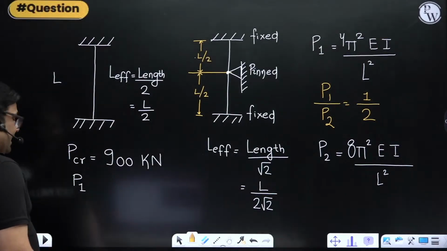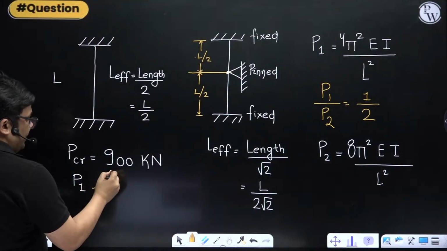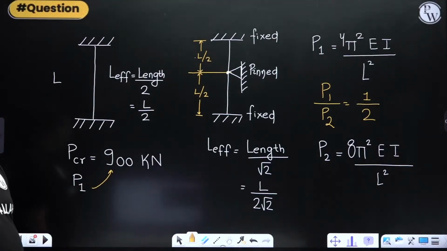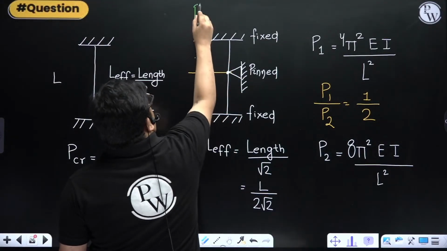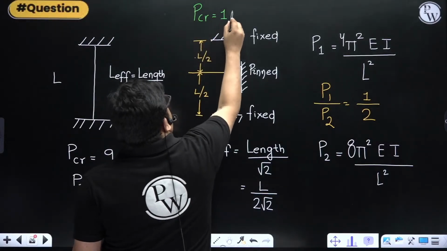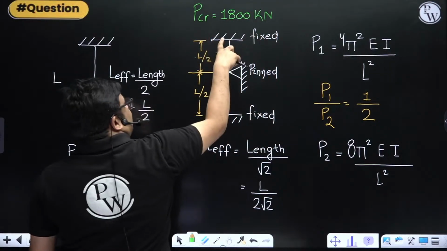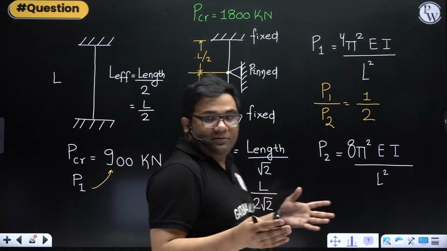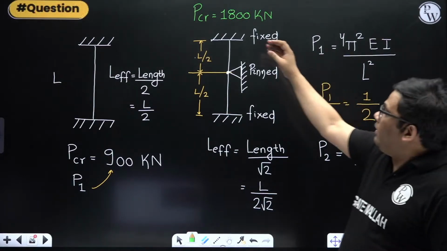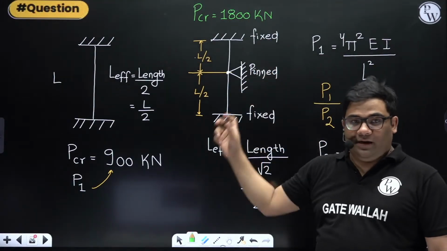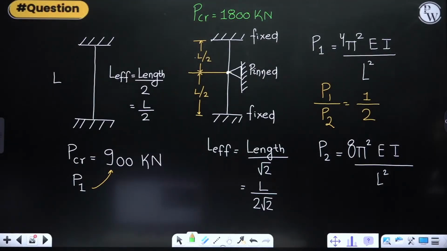And then what will be P2? P1 is 900, so P2 will be 1800. So the buckling load when you are pinned here changes to 1800 kilonewton, right? So 1800 for this, 1800 for this. The two different columns, but don't add to 3600. When it asks for the buckling load, you are finding it for any one of the columns. Any one column fails means it has failed. Understood? This kind of question they can ask you in the GATE examination.